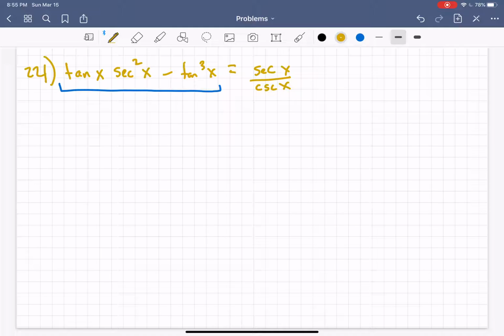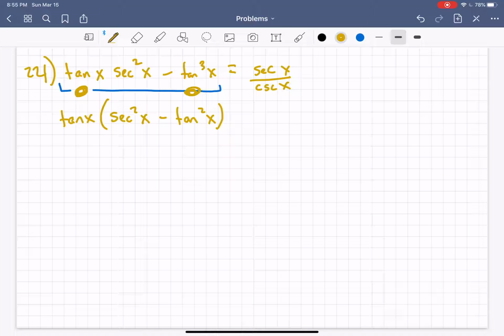Just like the one that we did with simplification, we see tangent repeated, right? There's a tangent right here, and there's a couple tangents right here. So let's try to factor that out. If we factor tangent out of the first term, we're left with secant squared x. And then over on the other side, if we take one tangent out, we still have 2 left.